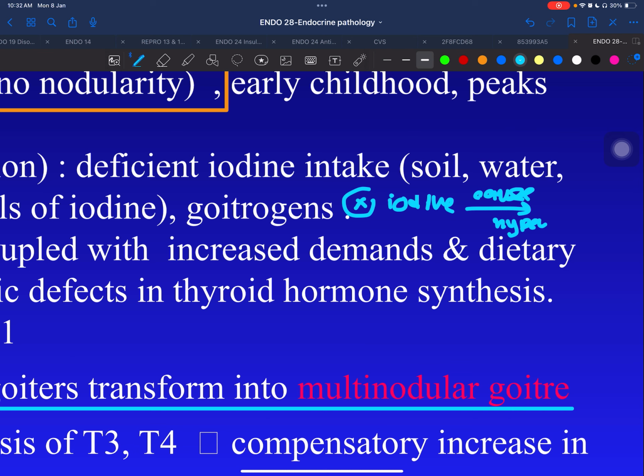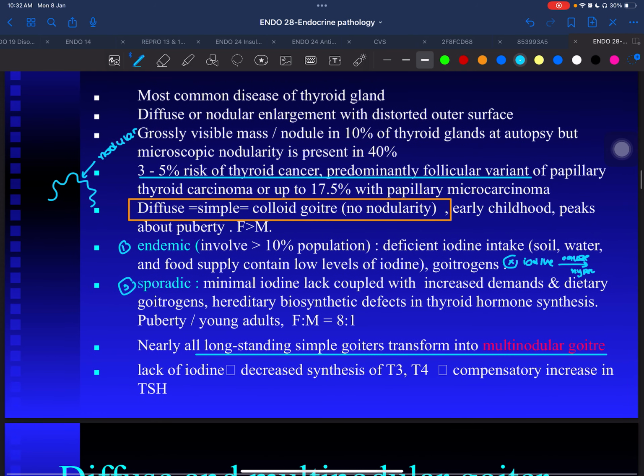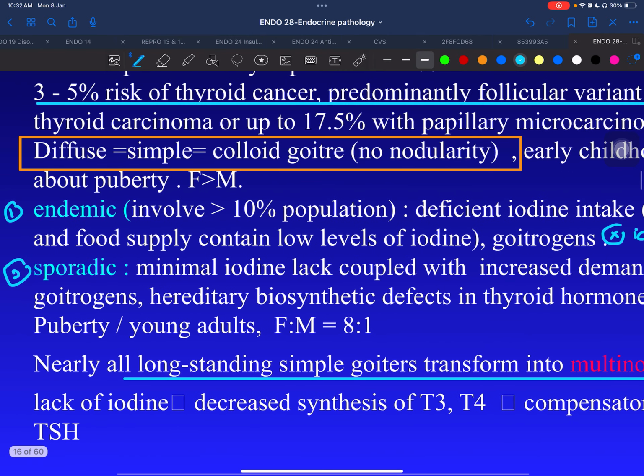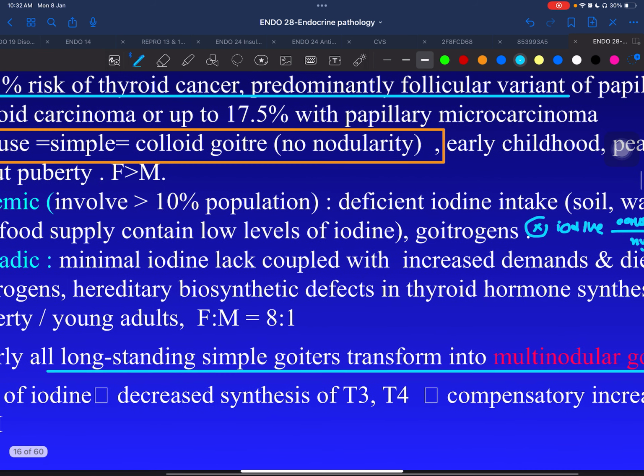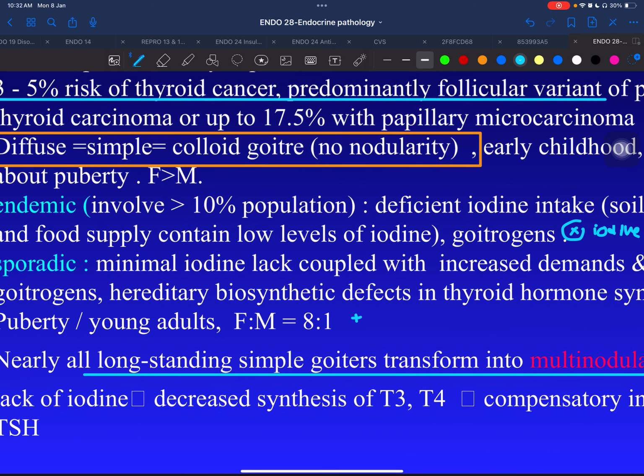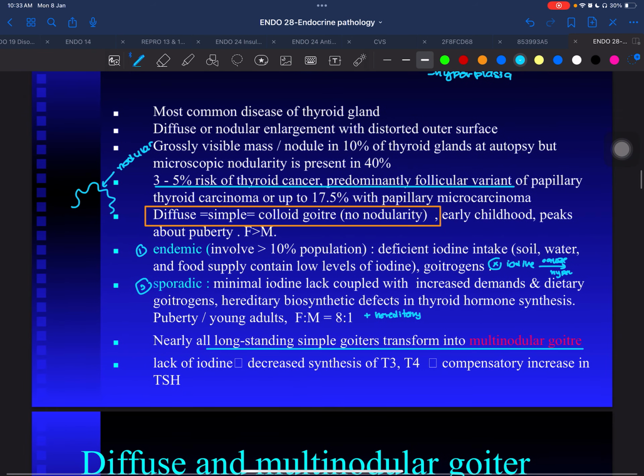And another type of goiter is the sporadic type of goiter. Okay, sporadic, they just occur like out of the blue, maybe one in 100,000 population, they just occur sporadically like that. There is minimal iodine, coupled with increased demands and dietary goitrogens. They eat dietary goitrogens. Hereditary biosynthetic defects, there's also biosynthetic defects in thyroid hormone synthesis. Okay, usually in the puberty or young adults. This one is 8 to 1. Okay. Again, goiter is very common in females, 8 to 1.